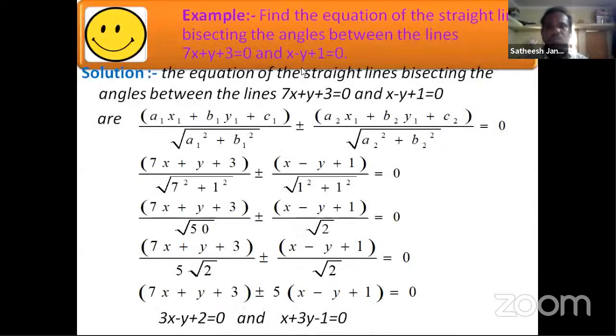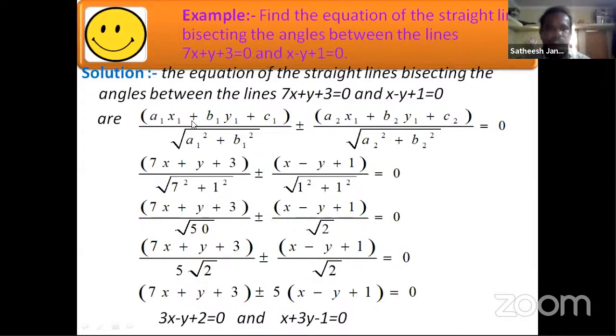See an example. Find the equation of the straight lines bisecting the angle between the lines 7x plus y plus 3 is equal to 0 and x minus y plus 1 is equal to 0. These two equations are compared with the above theorem. This is L1 and this is L2. Just simply apply the formula: (a1x plus b1y plus c1) by under root of a1 square plus b1 square plus or minus (a2x plus b2y plus c2) by under root of a2 square plus b2 square is equal to 0.